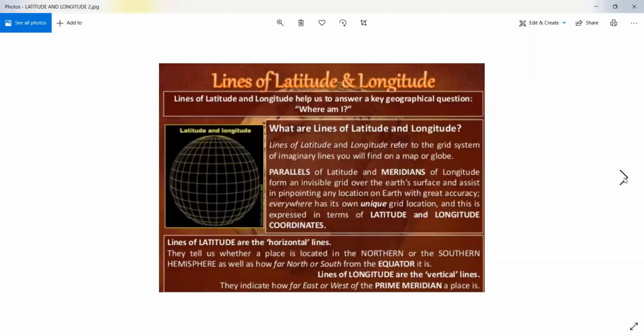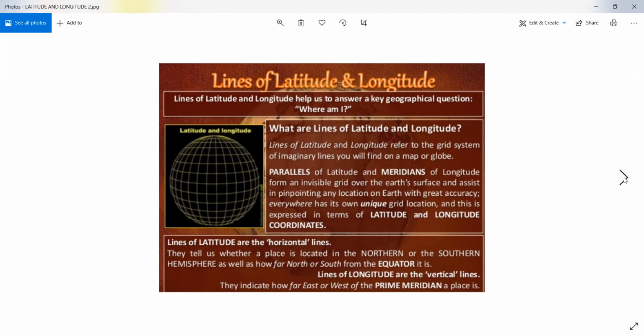So lines of latitude and longitude. Lines of latitude and longitude help us to answer a key geographical question. Where am I? So you guys might have heard people say that which place am I in? Like what is the latitude and longitude of this place? So these lines of latitude and longitude help us to answer a key geography question. This is the question, where am I?